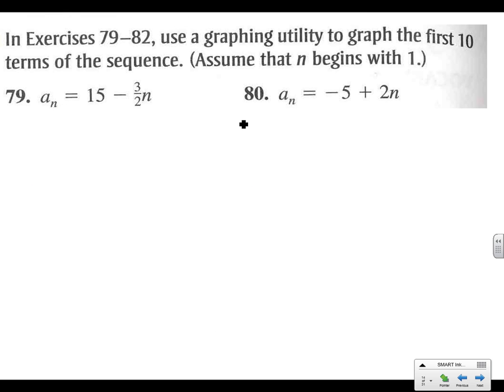All right, 80. Use a graphing calculator to graph the first 10 terms of this sequence. Assume that we start with 1. Okay, so we're going to plug these in, and real quick I'm just going to do this with a t-table. So n, a sub n, we're going to do the first 10 terms.